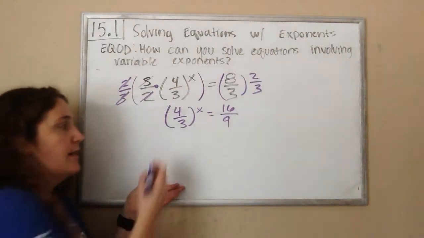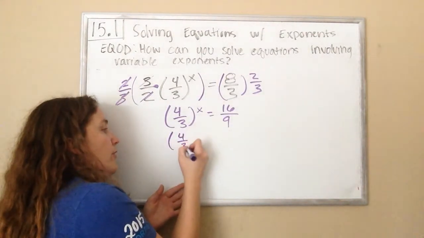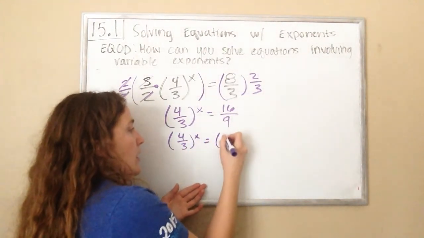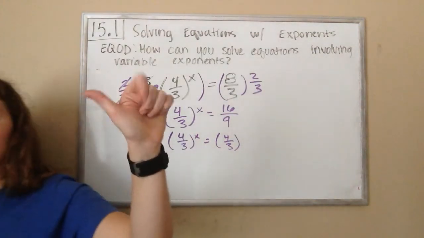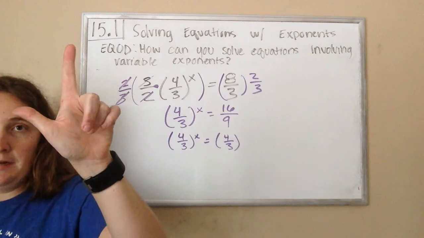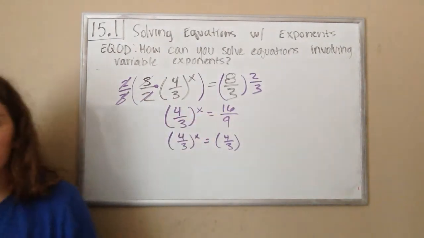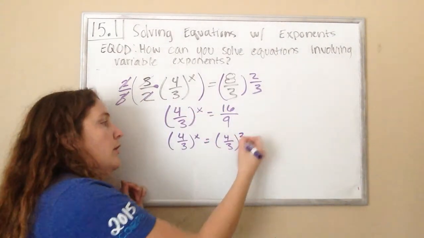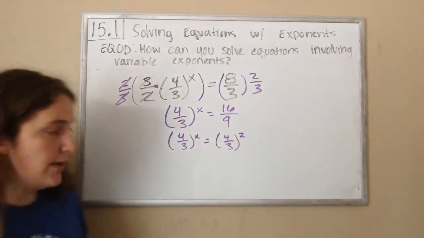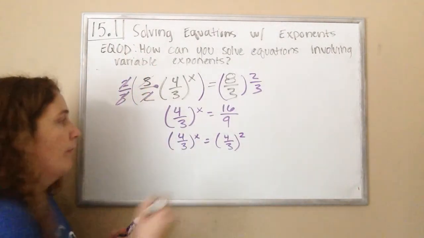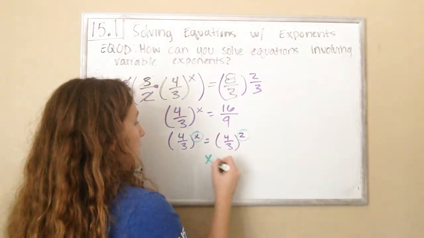So we're going to try to write this with same bases. So 4 over 3 to the x equals 4 over 3 to the something. So let's check the numerator. 4 times 4 equals 16. Okay, looking good so far. So we think the exponent is probably 2. Let's check the denominator. 3 times 3 equals 9. There we go, the exponent is 2. X equals 2.